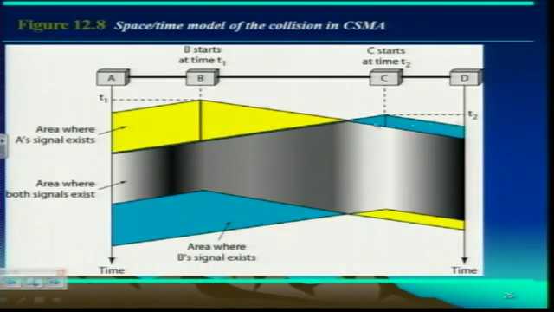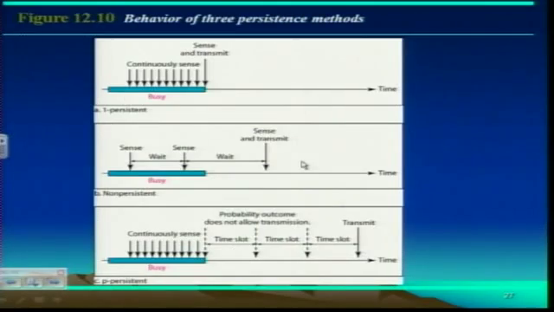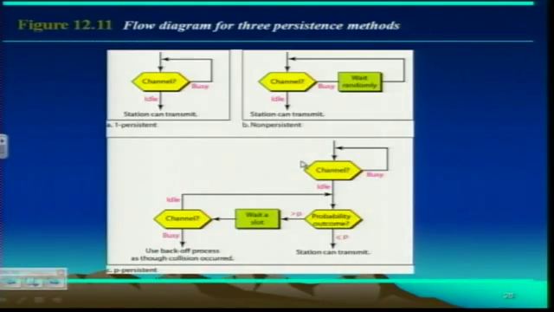Okay, distance also comes into play, so there's a propagation time issue. A sends to D, B and C, so distances are different, so propagation times would be different for different systems. So that's all taken into account. But again, it's too much detail, so as long as you know the basic things, you don't need to understand the details. There are 3 persistence methods.